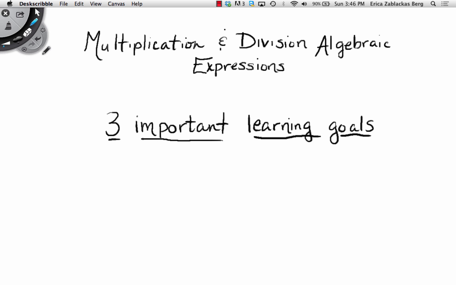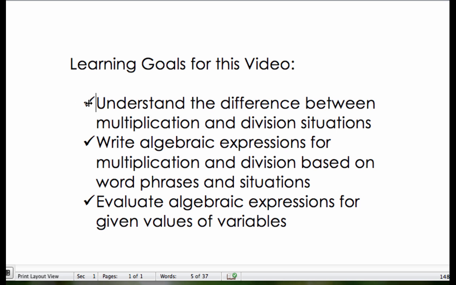In this video, we're going to learn about multiplication and division algebraic expressions. We'll have 3 important learning goals that we'll need to cover in the course of this video. The learning goals are: understand the difference between multiplication and division situations, write algebraic expressions for multiplication and division based on word phrases and situations, and you'll need to evaluate the algebraic expressions for the given values of variables.